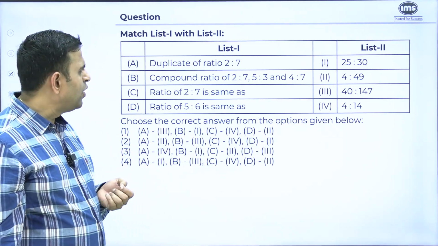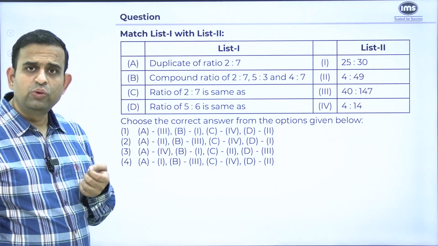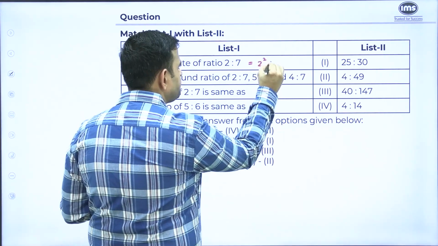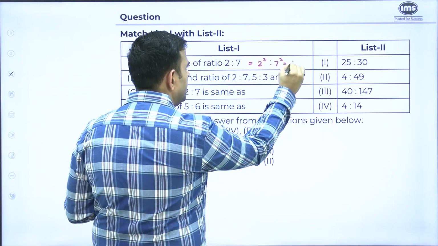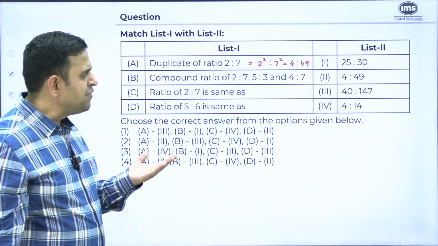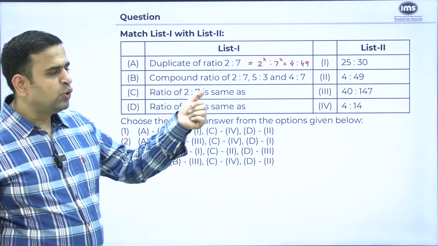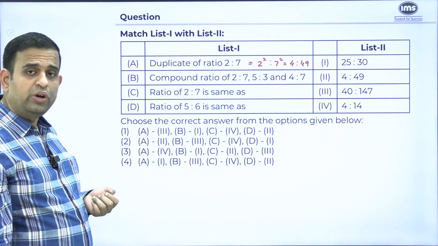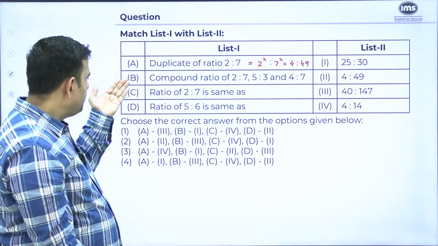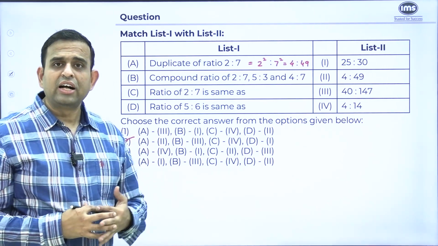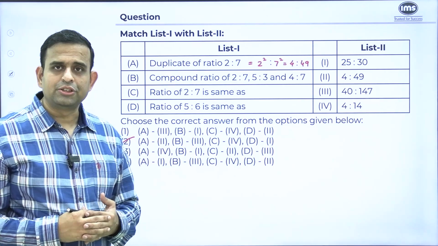So in this context, the duplicate ratio of 2:7 is nothing but 2 square is to 7 square, which is equal to 4:49, which clearly means that A is going to go with 2. And if A goes with 2, there's no need to check B, C or D any further, and one can straight away mark option number 2 as the required answer for this question.